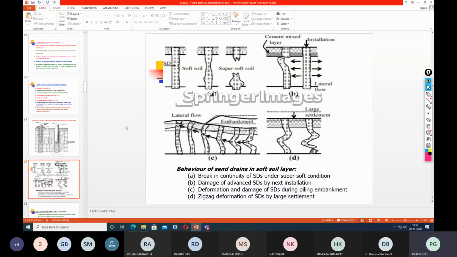Sir, once the consolidation is over, is this sand taken out? No, no, it will not be taken out. Okay, sir. It will be there forever in the ground.